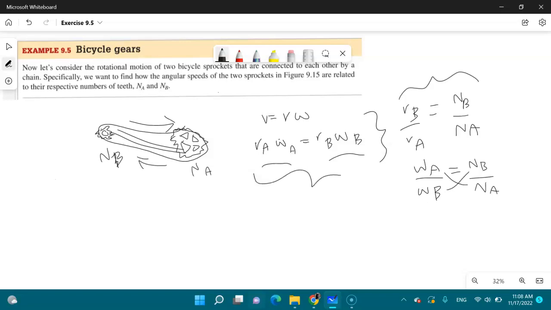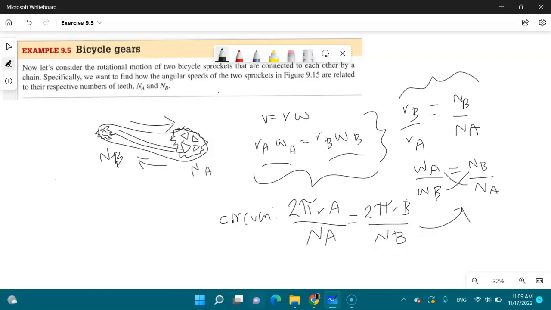So then to further find a better way to show how they're related to the number of teeth, we could get the circumference. That would help find this value. So the circumference would be 2 pi RA over the number of teeth of A, and that would be equal to 2 pi RB over the number of teeth of B. But this equation here is the most important that we have for relating them. They are inversely proportional. So the angular velocity of each sprocket is inversely proportional to the number of teeth.